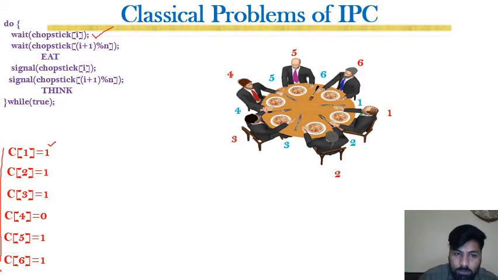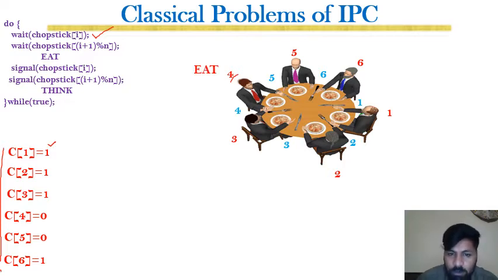Now it will have to do 4 plus 1 modulus n, so in that case it will be the fifth chopstick. It will also issue a wait call on the fifth chopstick, and in this case its value will also be turned to 0. And now because philosopher 4 has occupied both chopstick 4 and 5, he will start eating.